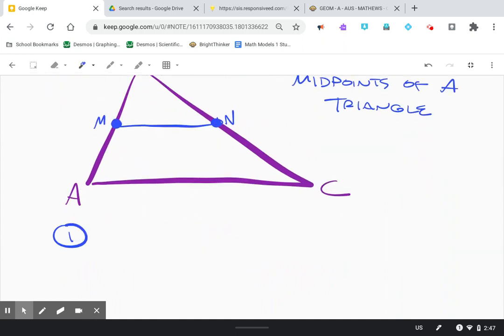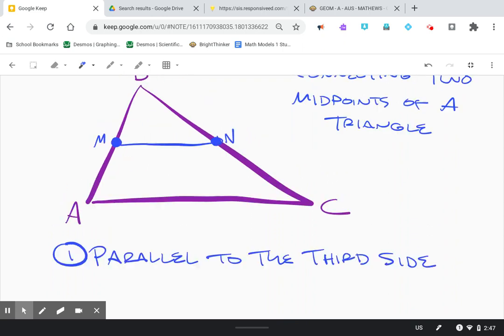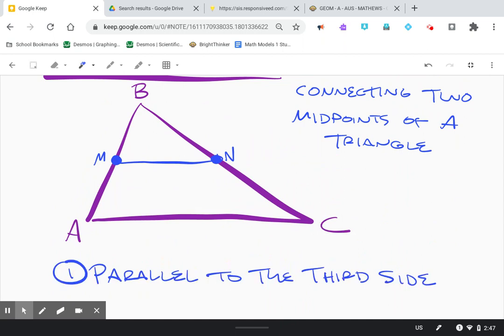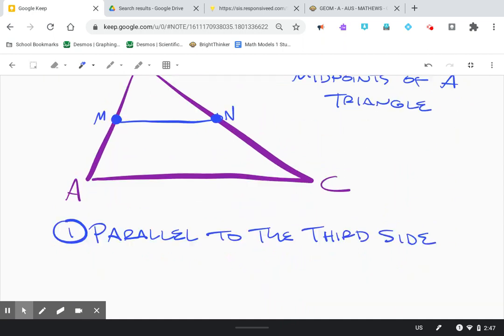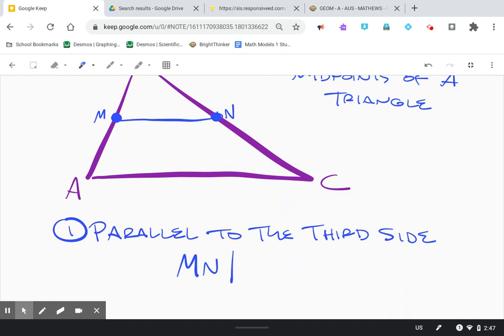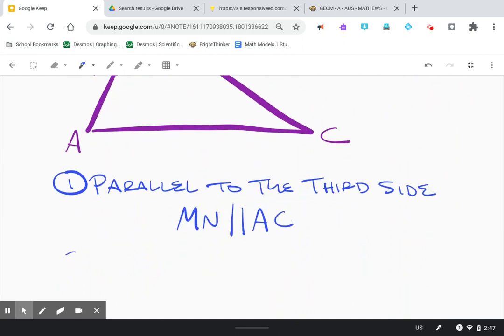And when we have a midsegment, there's two things that we know about it. Number one, midsegments are parallel to the third side. So we have our two sides that we use to make the midsegment, AB and BC. And so in our case, we'd say MN is parallel to AC. And then also, it's half the length of the third side.